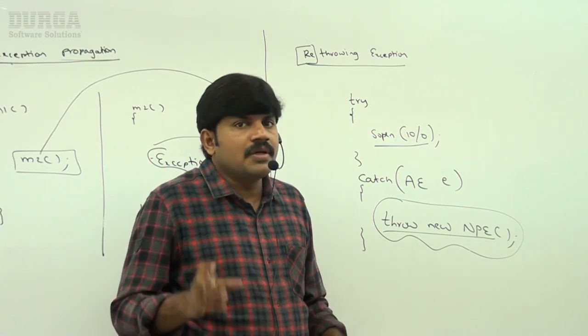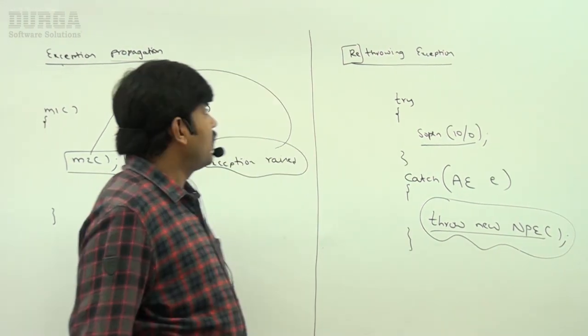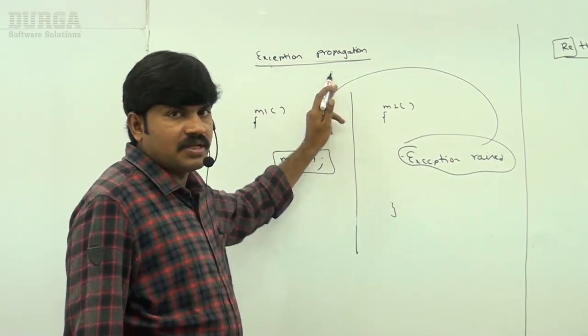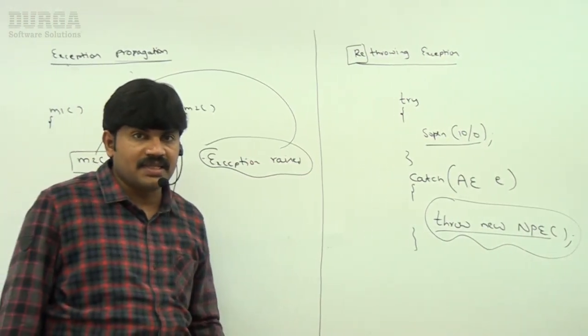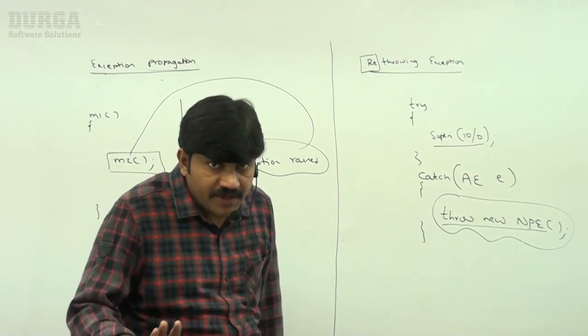These two words are a bit important for the interview room. What is the first one? Exception propagation. What is the second one? Rethrowing an exception. You should be aware of these two words. Clear?